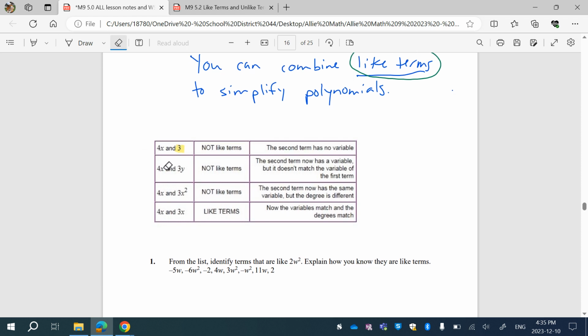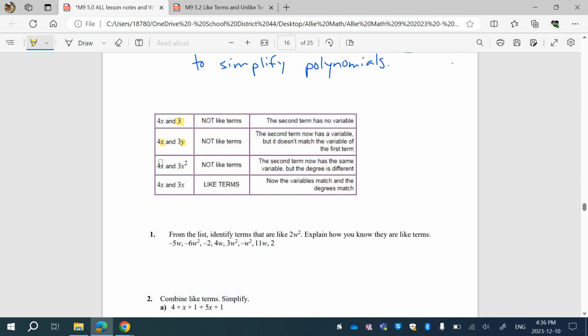The next one, we got 4x and 3y. Okay, these both have variables. However, they are not like terms because the second term now has a variable, but it doesn't match the variable of the first term. Okay, so it seems like so far we need to have both have a variable or else both not have a variable. And they need to be the same variable. So here we got an x, we got a y, but these are not like terms because they have different variables.